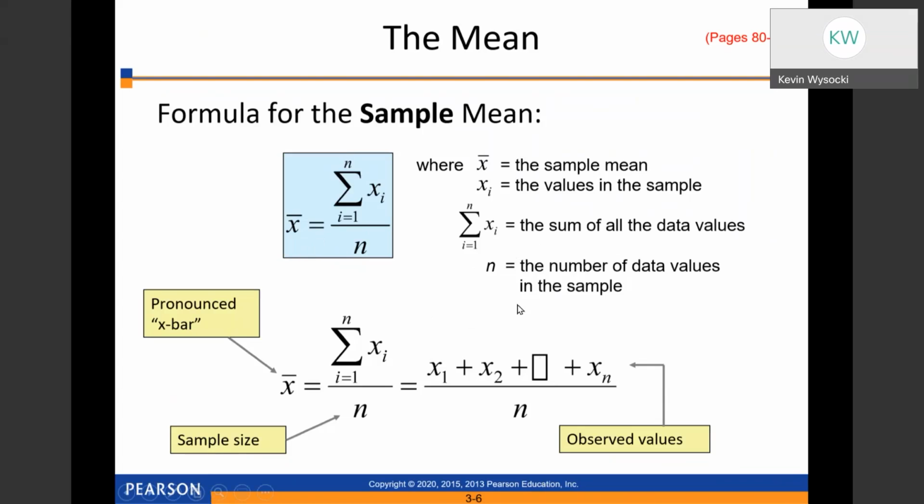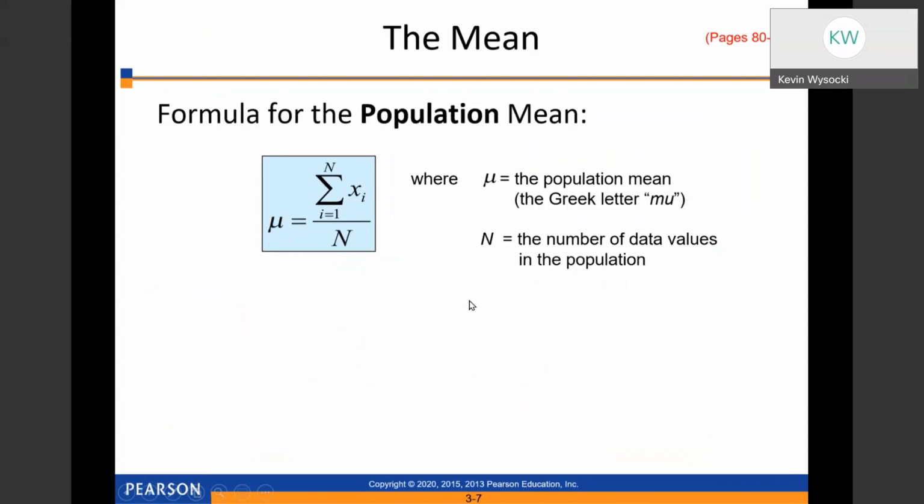So they call that X bar. If it's the population mean, they use an uppercase N to denote all the individuals in the entire population that we're looking at. And it's the same formula. It's the sum of the raw scores divided by the total, but this time they use the letter mu. It's a Greek mu, and when you see this letter, it specifically stands for the population mean.